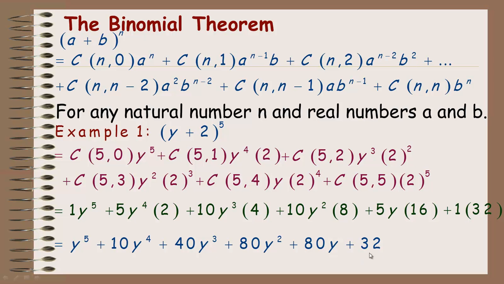So if you were to multiply 5 y plus 2's, they're all the same, together, and expand that whole thing out, then these are the terms that you would get. So the binomial theorem is a bit of a shortcut. It's an organized way to do that, so you don't miss any terms.